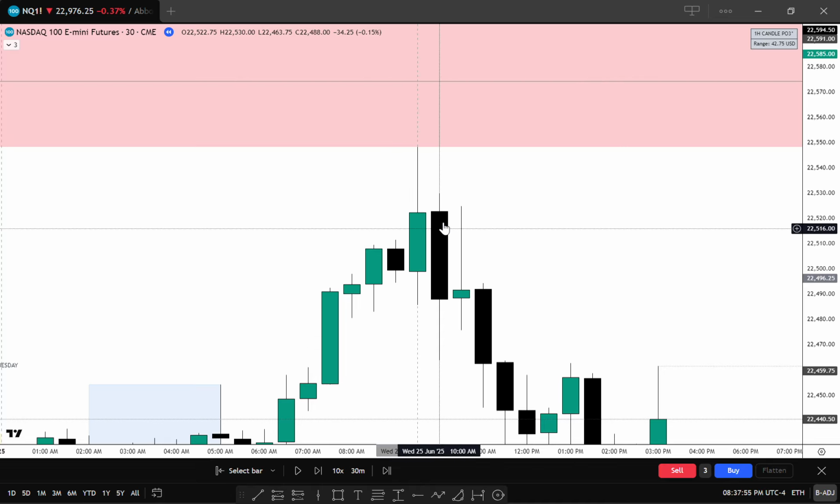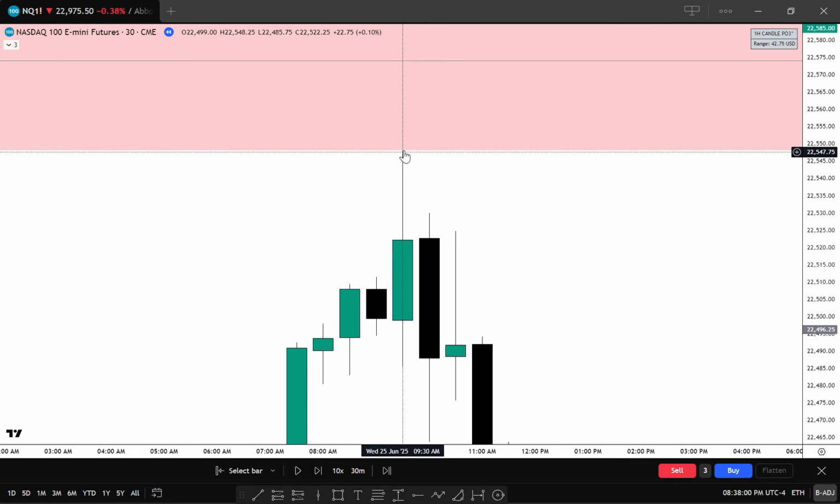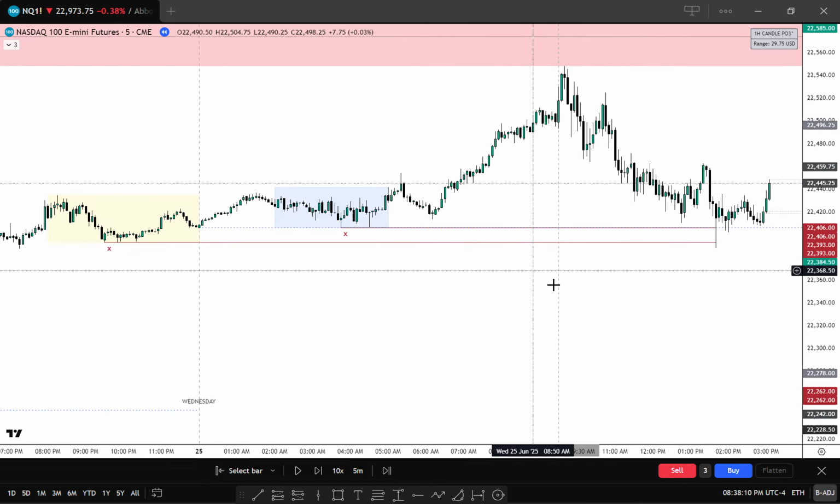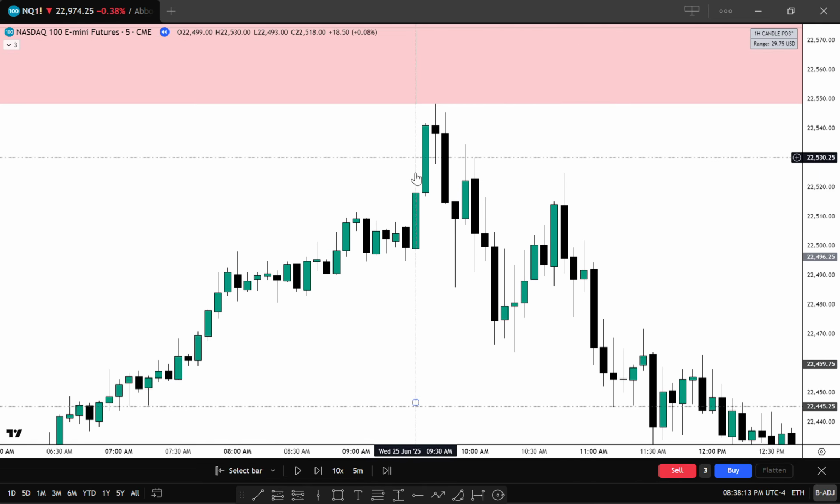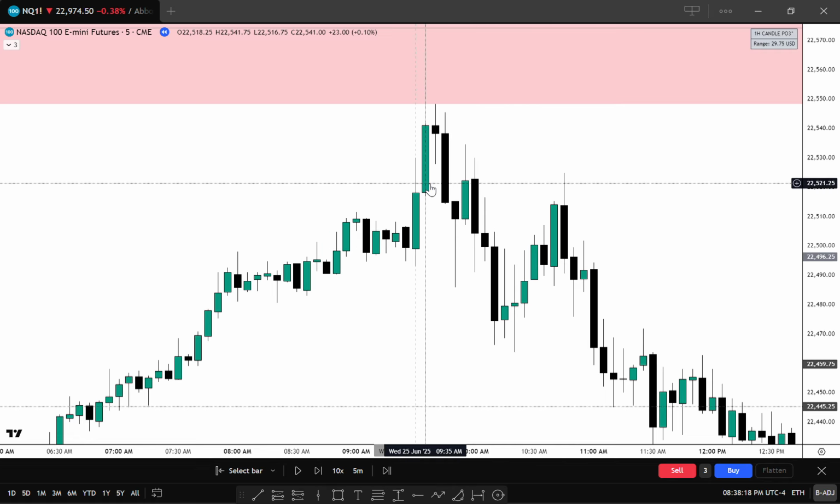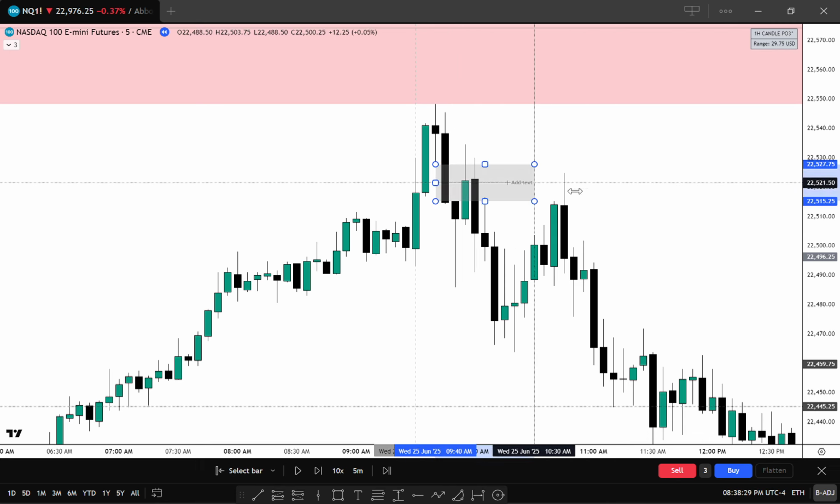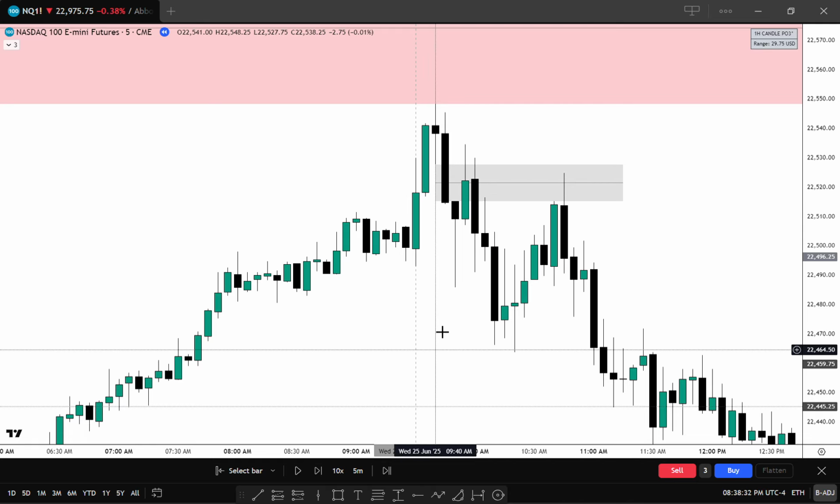So these long wicks we view as manipulation legs, and we take our attention to the consequent encroachment, or we can zoom into the lower time frame and find invisible fair value gaps that are not visible on the 30-minute time frame, but are visible on the lower time frame. So this price action here, 9:30, 9:35, 9:40, 9:45, this time window, up and down, that is a wick on the 30-minute, correct? Leaves behind a fair value gap. Okay, you can see the sensitivity there.